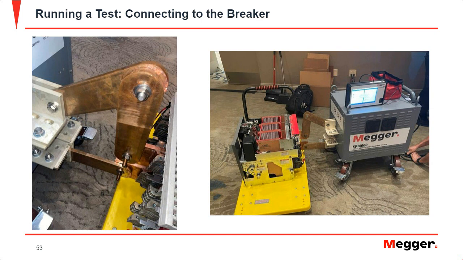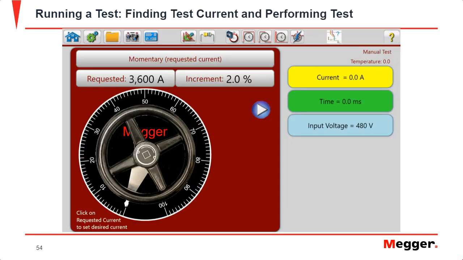So again, we defeated ground. Now we went ahead and connected to the breaker. So we connected our copper bus to the breaker from the output stabs of our primary injection test set to the stabs of the breaker. And seen here pictured on the right is the breaker under test. So from there, we went into the software and we requested 3,600 amps for our long time test. And we initiated that, and that's how we ran our test. It would stop, and then the current would be recorded and the time would be recorded.